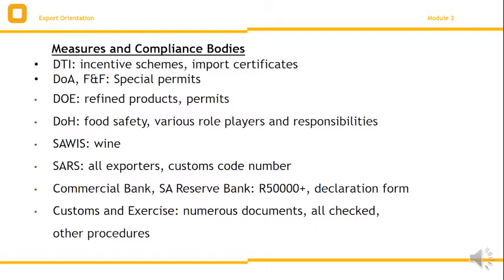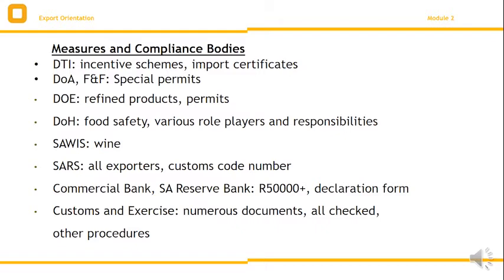Then we look at the Department of Agriculture, Forestry and Fisheries. They offer export certificates when you are trading with products like wine. And if you are trading in certain goods, you will require special permits. Those goods, for example, are live animals, meat, certain fish, dairy products, fruits, vegetables, tobacco, and other products.